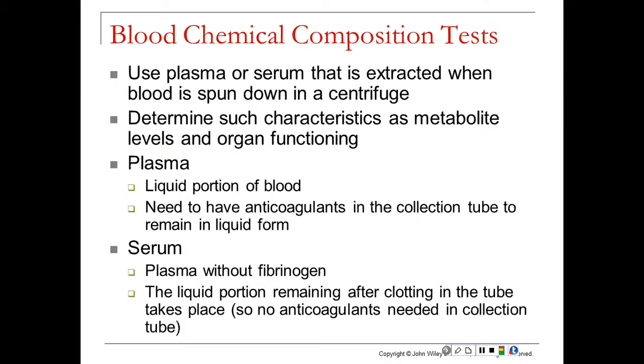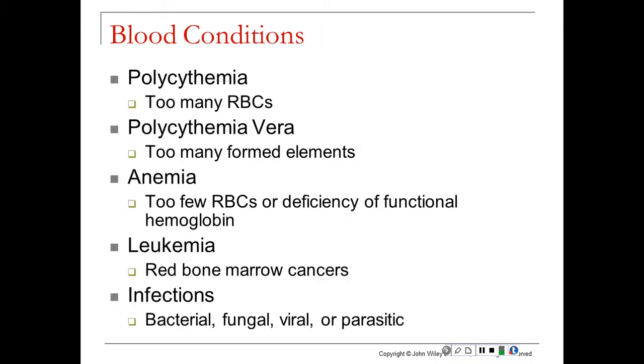Blood chemical composition tests are going to use the plasma or serum that is extracted to determine various characteristics. The plasma is the liquid portion of the blood, so you'll need to have anticoagulants in the collection tube to remain in liquid form, whereas the serum is the plasma without the clotting factors. It's the liquid portion that remains after the clotting factors have been taken out.